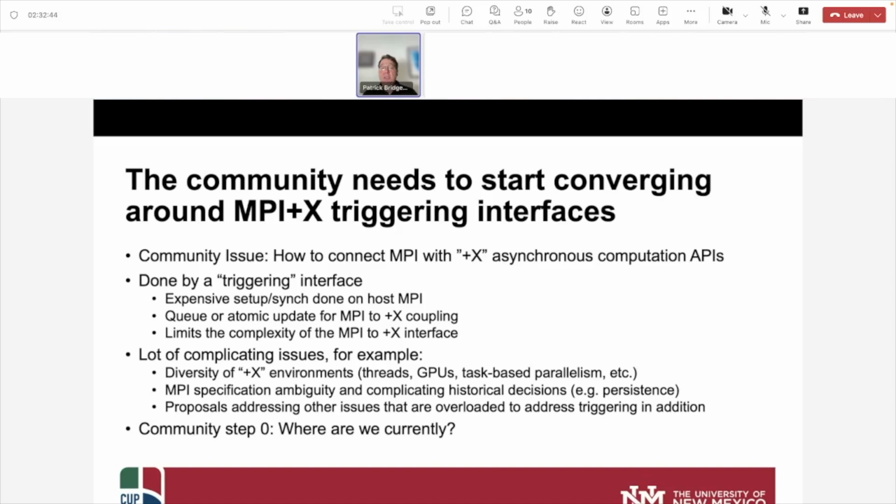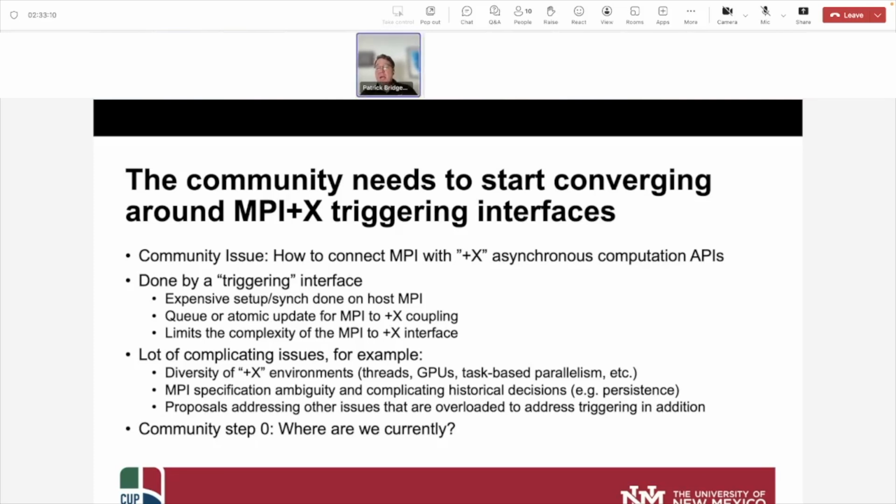And this limiting the complexity of the interface between MPI and the +X side is really a key element of this. So as you saw in partitioning, MPI ready, as Ryan said, could be reduced to something like a cache flush, an atomic increment, a flag update, depending upon your hardware, something very simple, something much less complicated. But all the semantics would go with an MPI sender and MPI receiver. And there's a lot of complicating issues here.